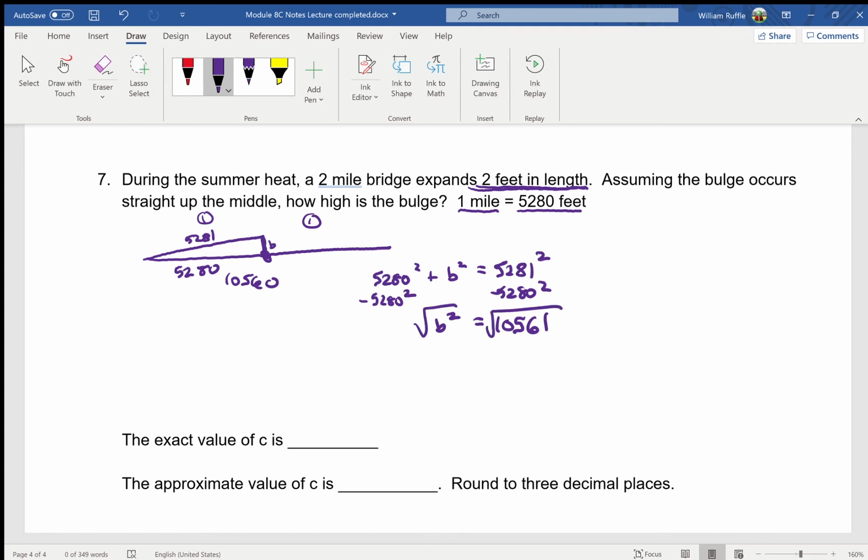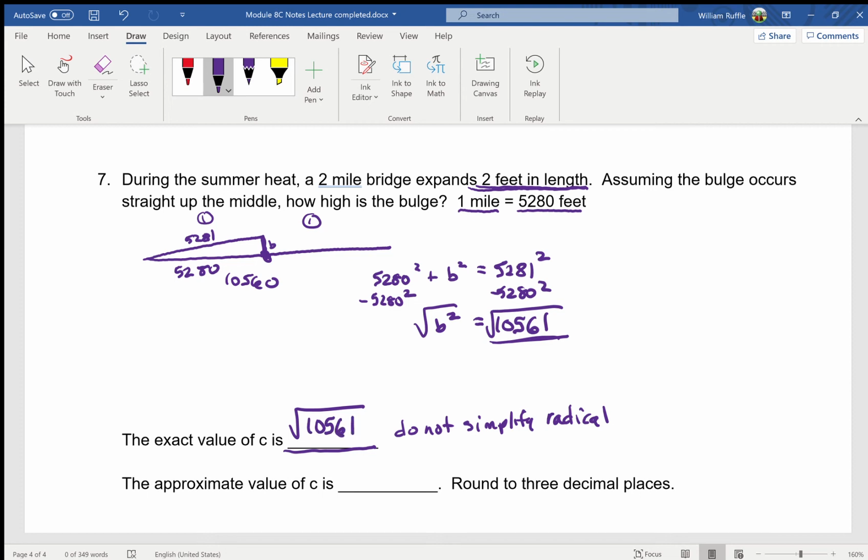So I'll do the square root of each side. Now, what's great about this question, it says the exact value, and it doesn't say it here, but do not simplify the radical. Normally we have to look for perfect squares that go into this, but the numbers are so gigantic on this, they don't require this. So my answer is just the square root of 10,561.